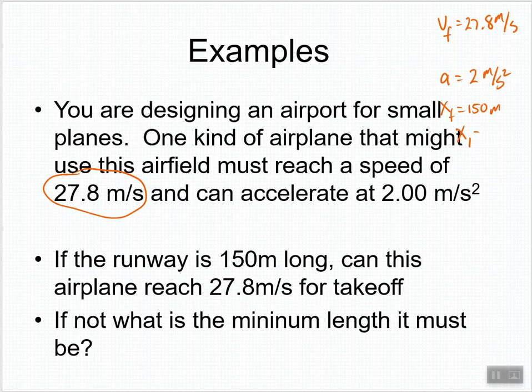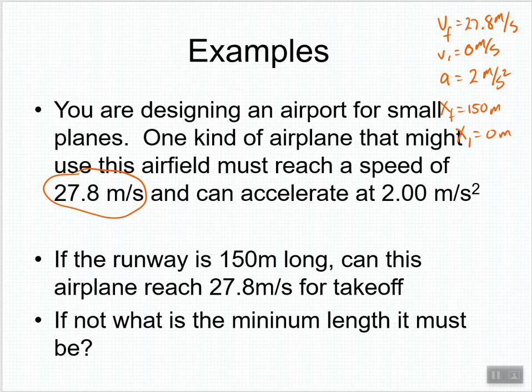XI is 0. They don't give it to us, so we can assume it to be 0. And we can also say it's taking off, so we know that planes start from a stop, so the initial velocity here would be 0 meters per second. So now, if the runway is 150 meters long, can this plane reach 27.8 meters per second for takeoff?